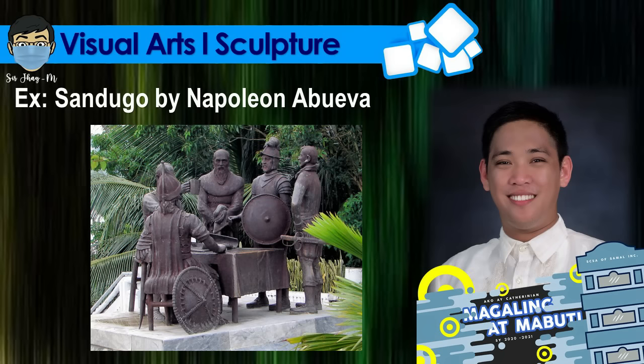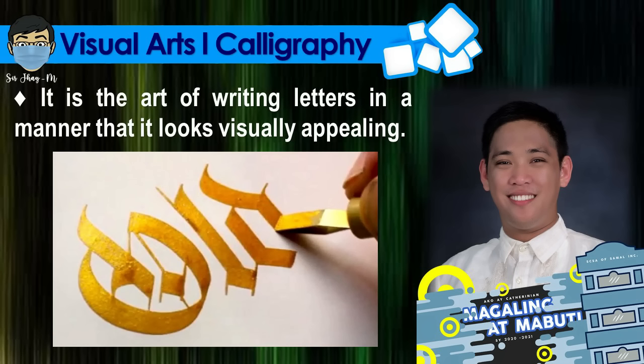Now, aside from sculpture, we have another form of visual arts which is calligraphy, o yung tinatawag nating lettering sa layman's term. Lettering is defined as the art of writing letters in a manner that it looks visually appealing. Pero kung uugatin natin ang kasaysayan, saan ba nagsimula ang sining na ito? Sa panahon pa lamang ng mga sinaunang Pilipino ay mayroon nang calligraphy.